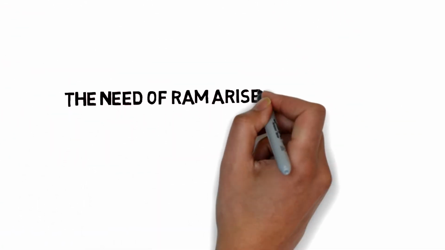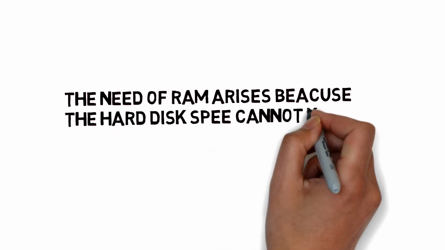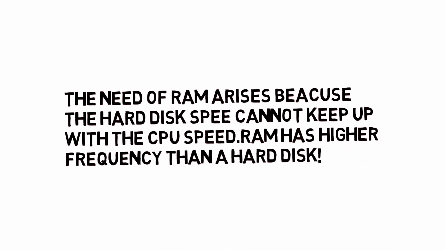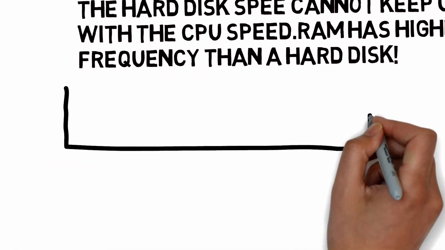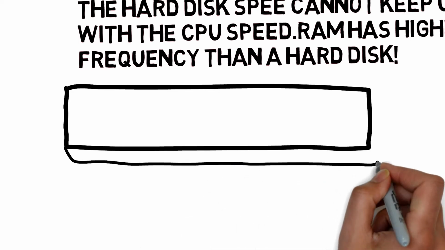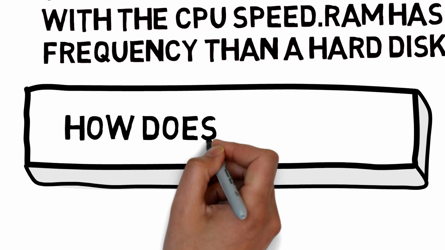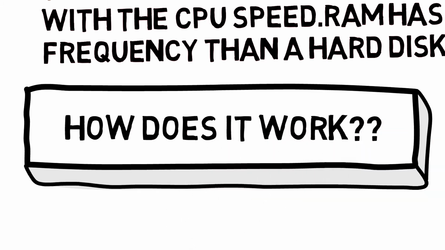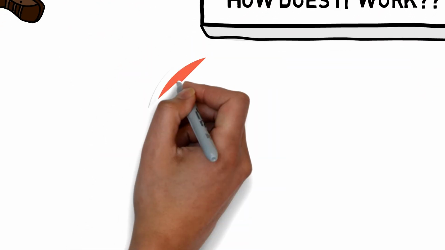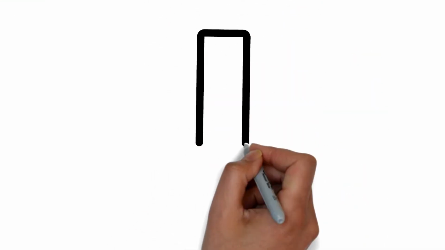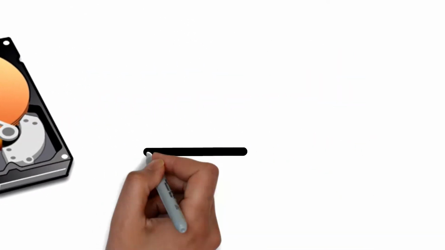The need of RAM arises because the hard disk speed cannot keep up with the CPU speed. RAM has a higher frequency than a hard disk. Might be another question in your mind: how does this RAM work? Let's take an example. When you click on an icon on your computer, such as your browser, your computer finds the program on your hard drive and loads it into RAM for you to use.